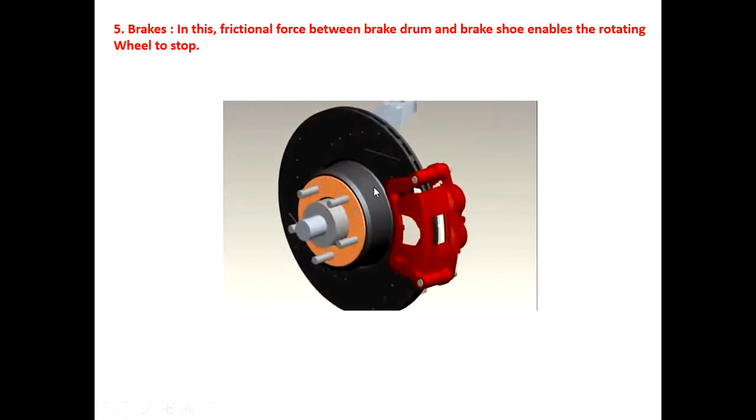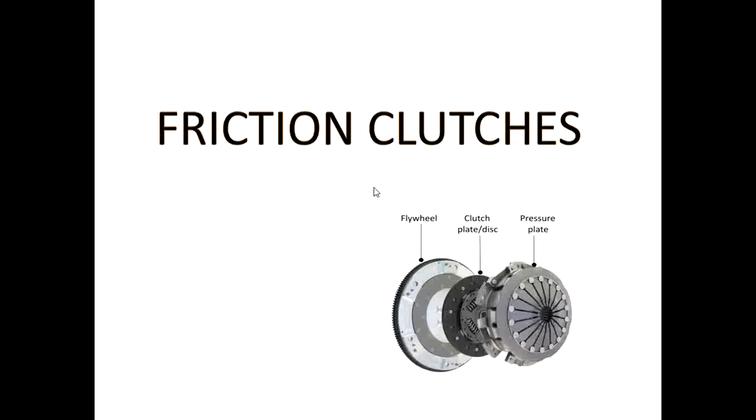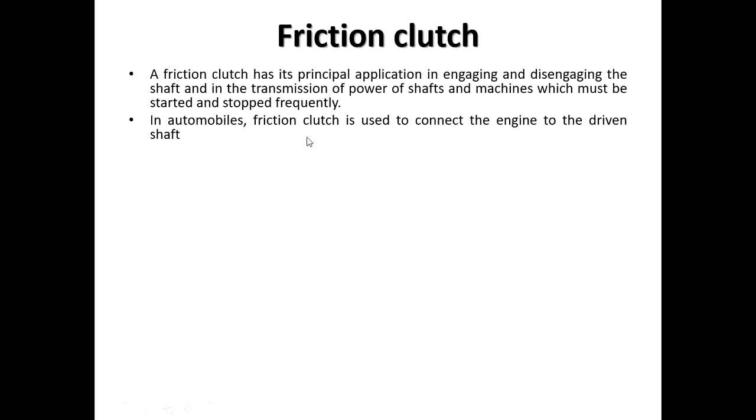Now we will look elaborately at friction clutches. What is a clutch? As I told you, it is a device to engage and disengage a shaft. The principal application is in engaging and disengaging a shaft, and also in transmission of the power of the shaft in machines which must be started and stopped frequently. So we can utilize clutches in machines also.